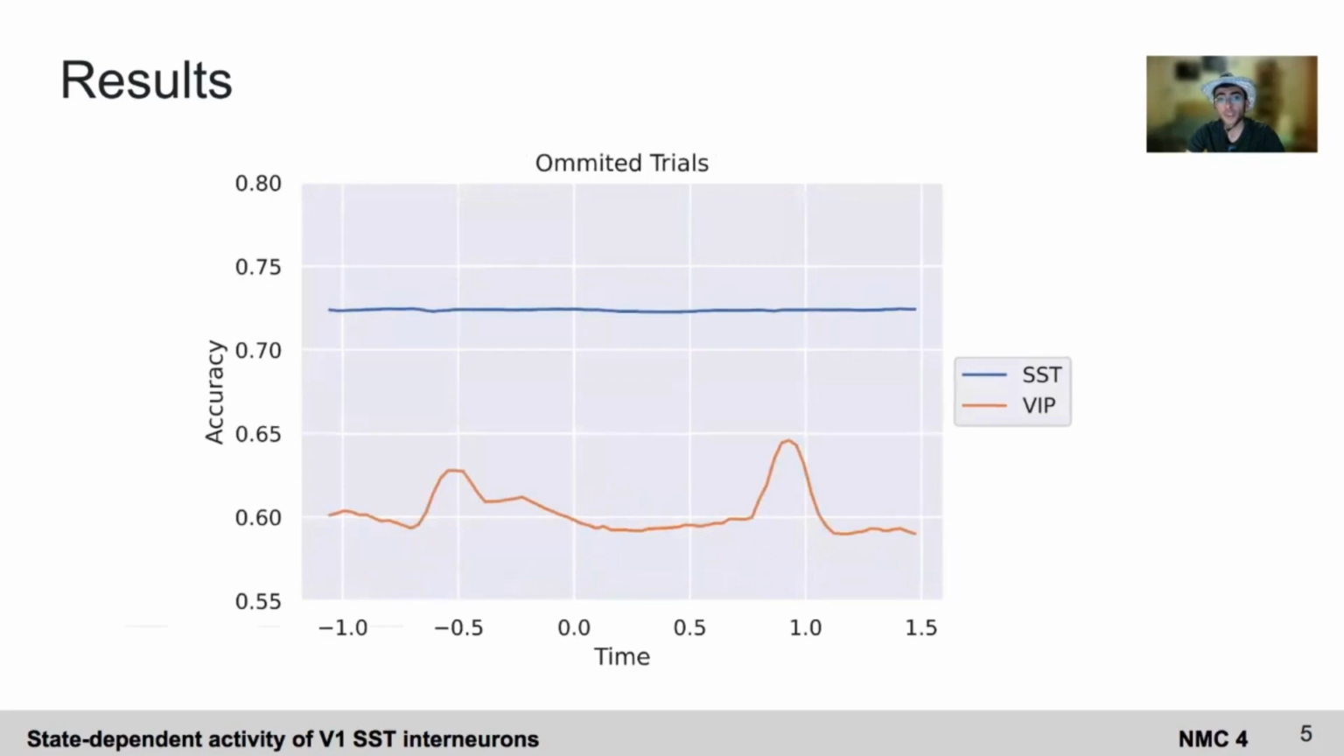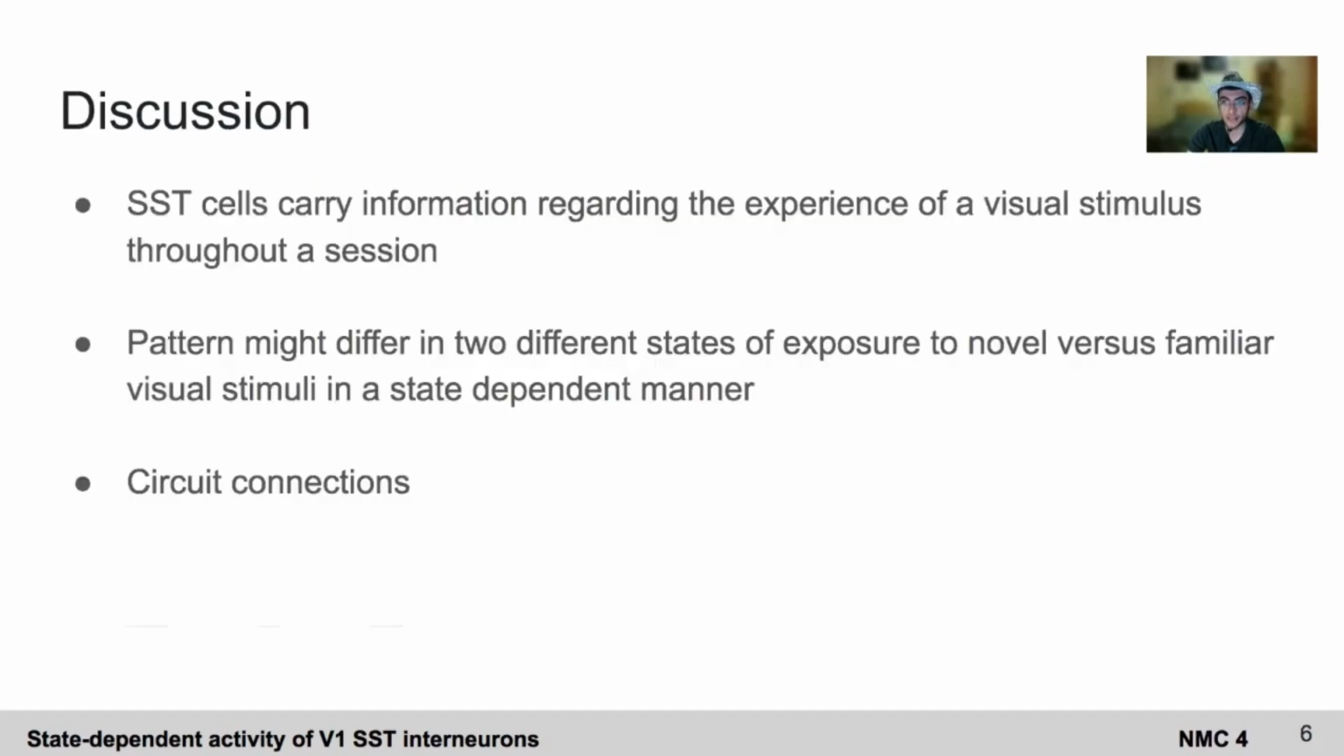Here we see the same accuragram, but in this case for the omitted trials. We see that for the omitted trials, the accuracy for the VIP cells around time 0 diminishes significantly, but for the SST cells, we see no change. And that's interesting. So we might conclude that SST cells carry information regarding the experience of these stimuli throughout the session, even in the gray screen intervals.